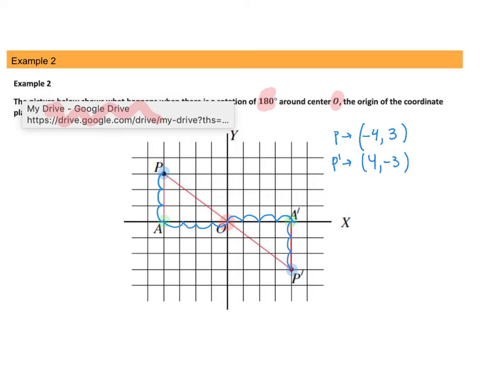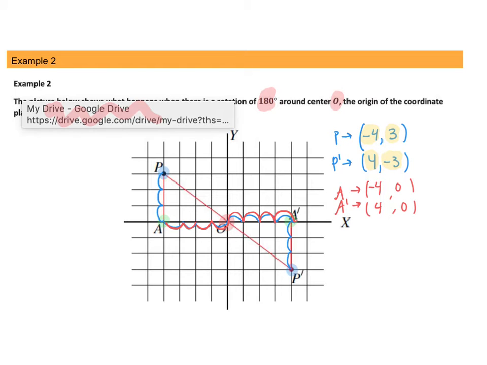Let's do point A and A prime, and look at their coordinate locations too and see if we can find a pattern. A is at negative 4, up 0. A prime is at positive 4, up 0. If we look at these points, I want you to notice the pattern. We started with a negative 4, it became a positive 4. Started with a positive 3, it became a negative 3. So they're opposite. When you rotate something 180 degrees, the points basically become opposites. You just change the signs.